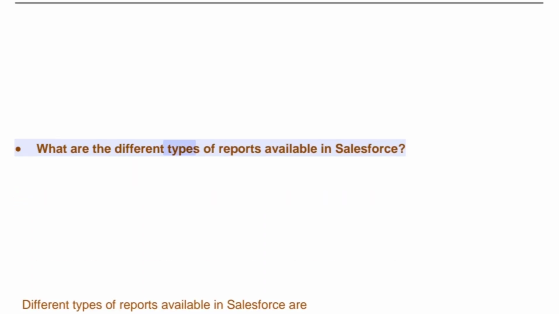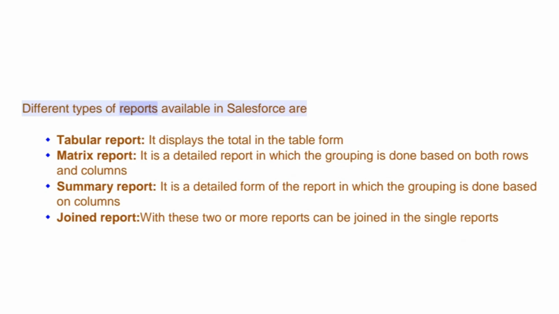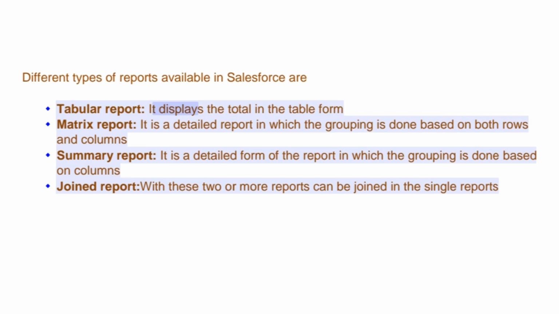What are the different types of reports available in Salesforce? Different types of reports available in Salesforce are: Tabular report. It displays the total in table form. Matrix report. It is a detailed report in which the grouping is done based on both rows and columns. Summary report. It is a detailed form of the report in which the grouping is done based on columns. Join report. With this, two or more reports can be joined in a single report.